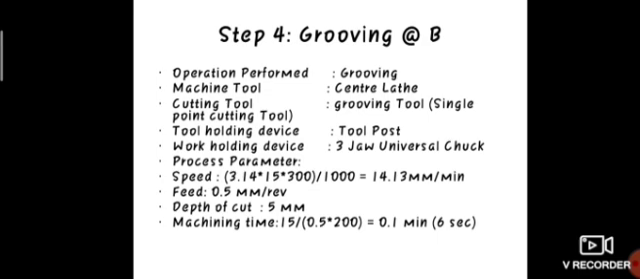The machine tool is center lathe, cutting tool is grooving tool, work holding device is 3 jaw chuck, tool holding device is tool post. The process parameters are feed, speed, depth of cut. The machining time of grooving is 0.1 minute.